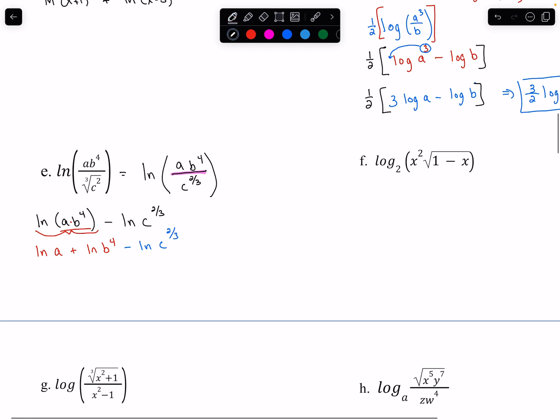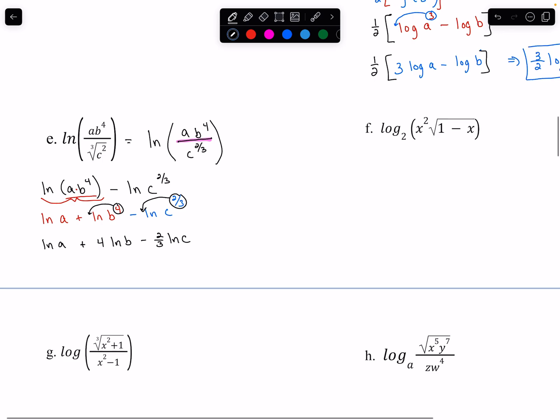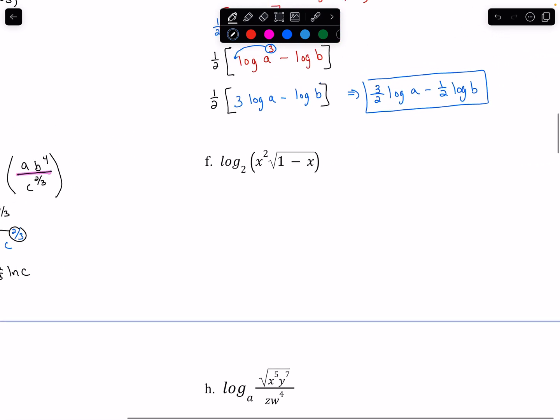And then one more thing I'm going to notice here is I have an exponent of 4, which could come in the front, and an exponent of 2/3, which could come in front of the log. So I have natural log of a plus 4 times the natural log of b minus 2/3 times the natural log of c. And it's expanding this, right? So this is expanding these logarithm functions. Let's do one more, and then we'll try some condensing ones.